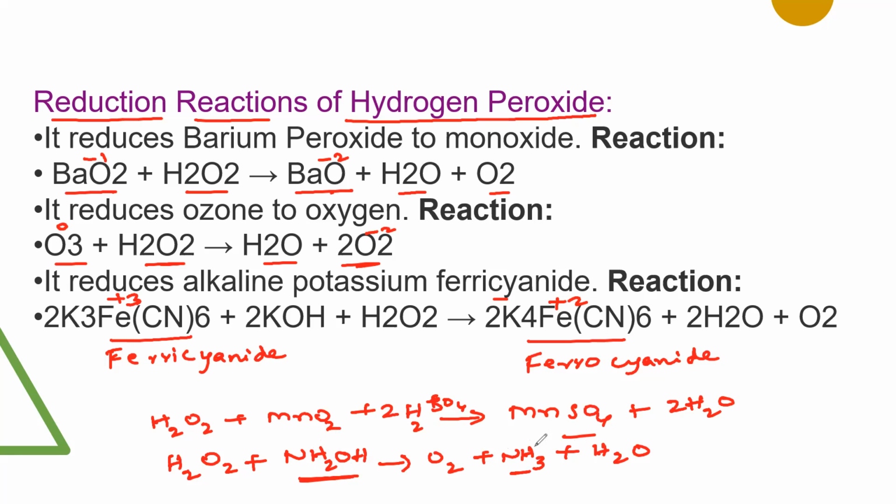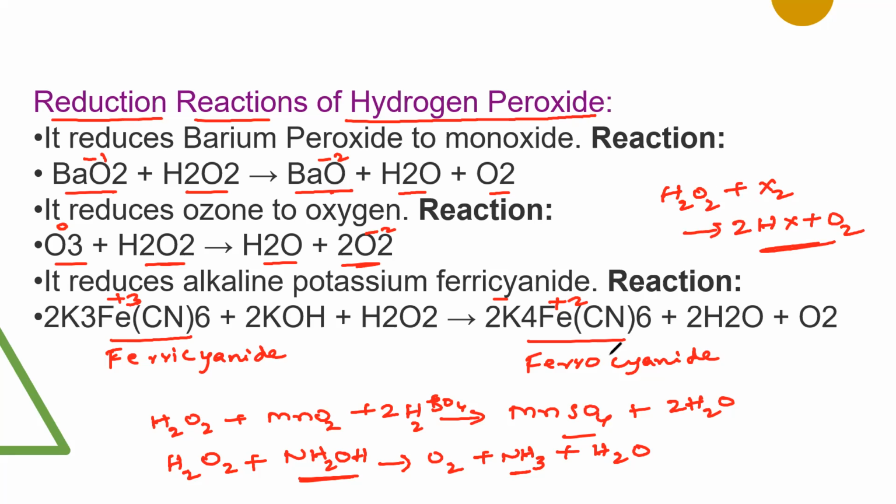Hydrogen peroxide reduces halogens to halogen acid. So again I'm writing one more equation. Hydrogen peroxide combines with halogens. It forms 2 moles of halogen acids plus oxygen gas. So this is nothing but reduction reactions of hydrogen peroxide. So in these reactions, hydrogen peroxide acts as a reducing agent.